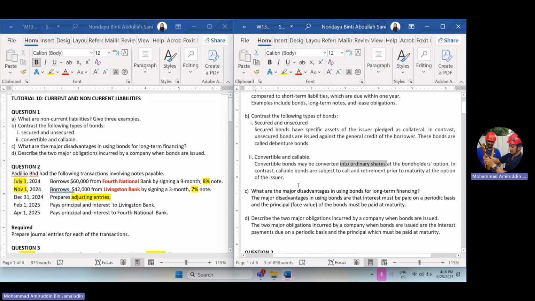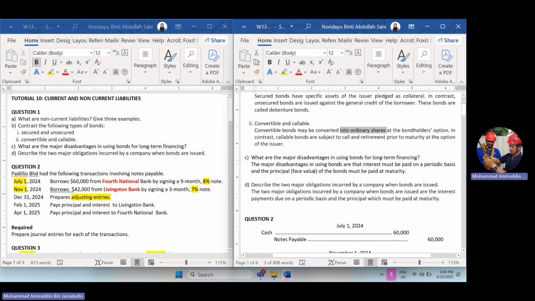What are the major disadvantages of bonds? The major disadvantage of using bonds is that the interest must be paid. The interest itself, we call it the coupon rate. Bonds coupon rate. Same thing, like you want to borrow money from the bank, you must pay interest, right? So the same approach will be used for these bonds. And of course, when you have this interest, we have to differentiate between the payment of interest as well as principal.